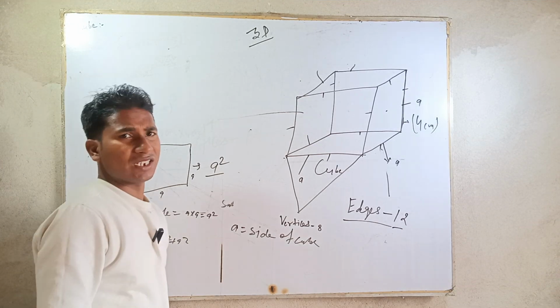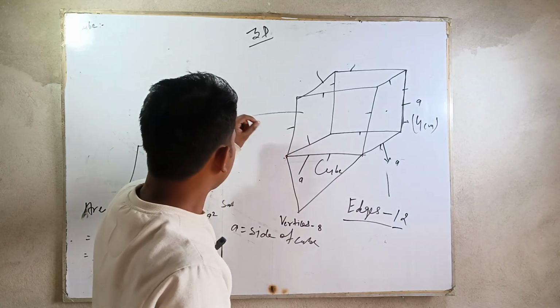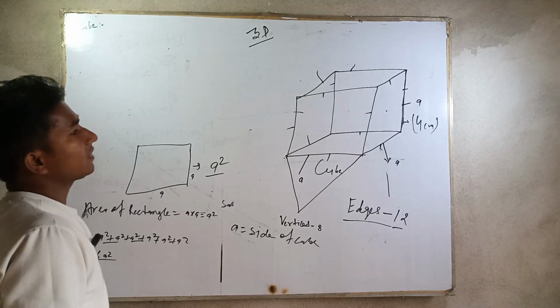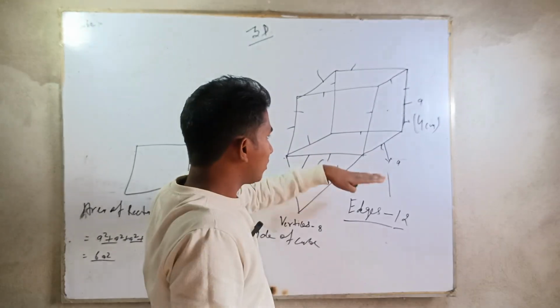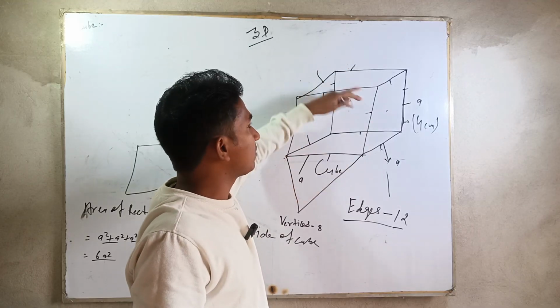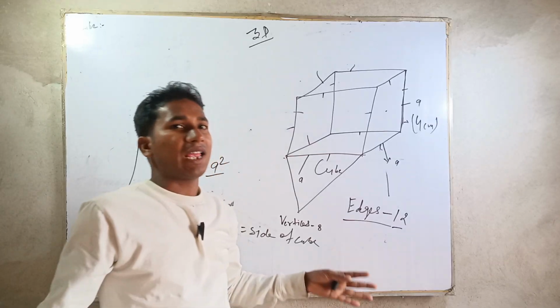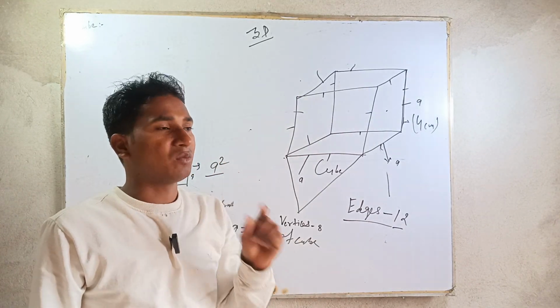If I have to find only the lateral surface area of a cube, lateral surface area means if I leave the upper part and the down part, that means top and bottom. Suppose I have a room, I have to see how many faces are in a room.